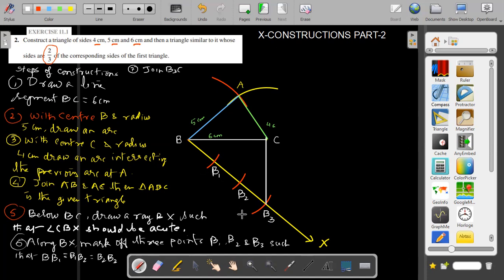Now what we have to do, that is very important. B3 and numerator is 2, so B2. Now we have to draw one line which is parallel to B3C. Means B2D parallel to B3C, one line parallel to.